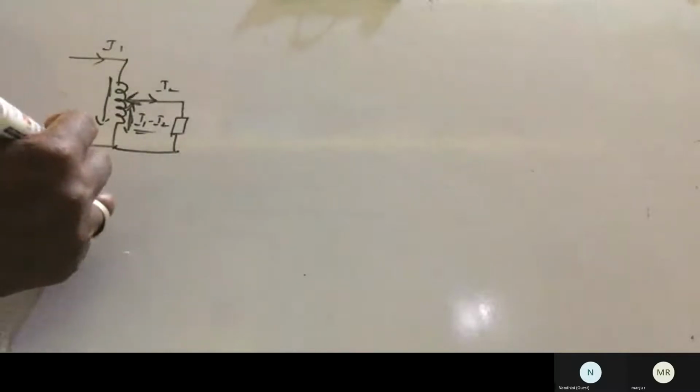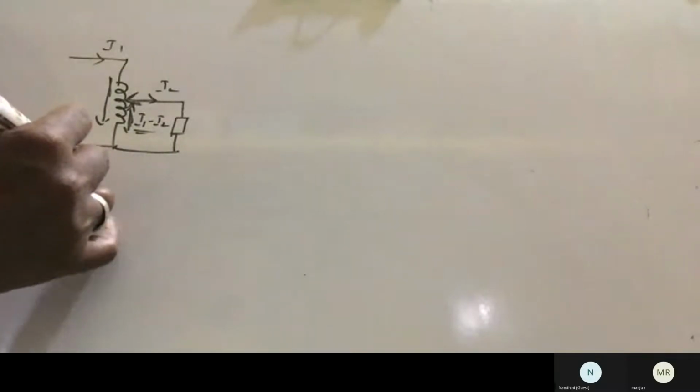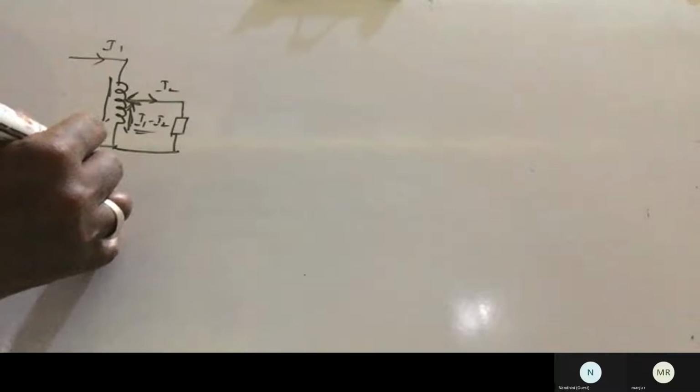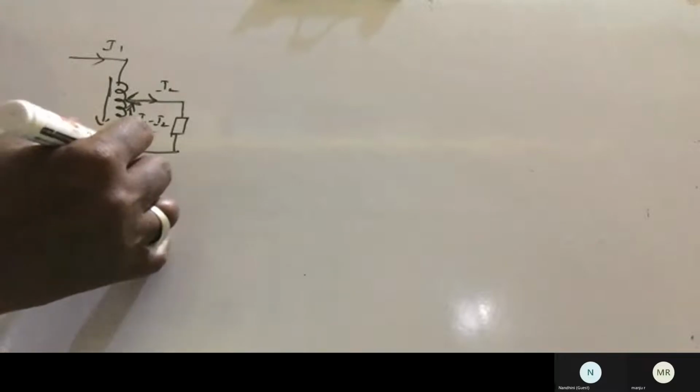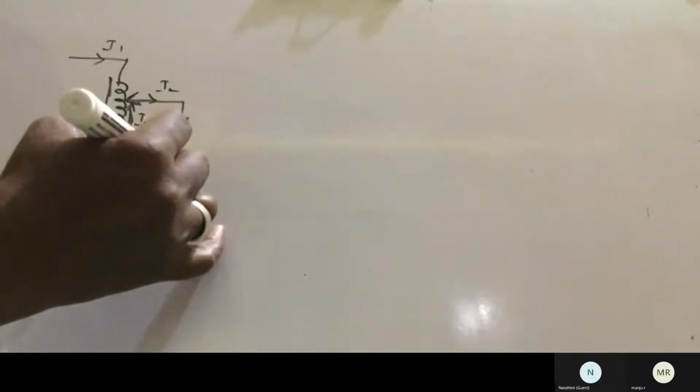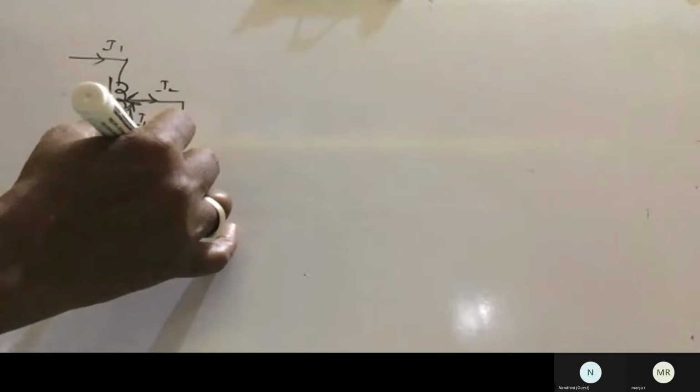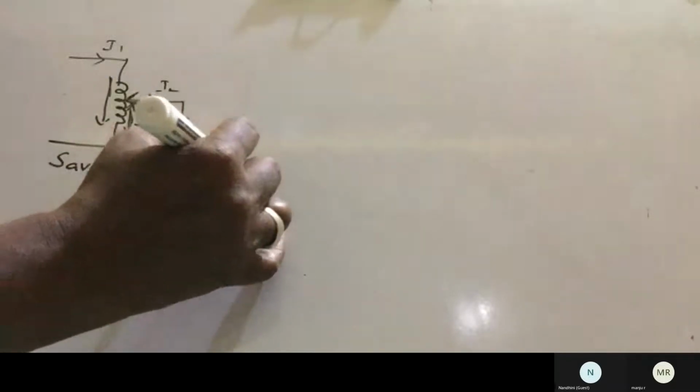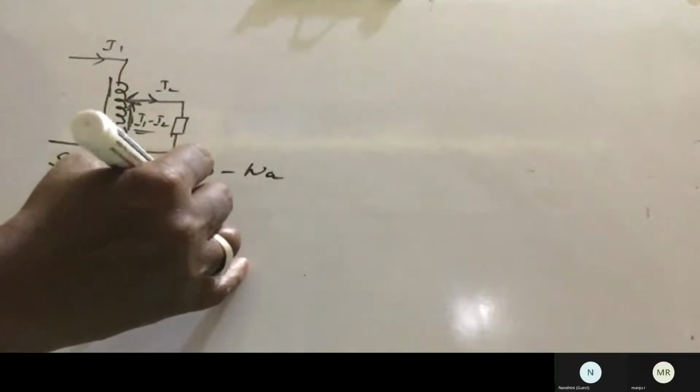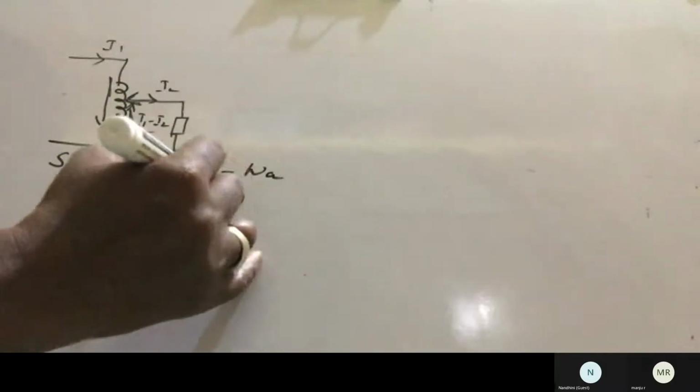Okay, this we saw in yesterday's class, and in that we took the saving of copper in the ordinary winding as well as the auto transformer. The saving of copper we can take as W0 minus WA. With that we have the relation 1 minus K into input.